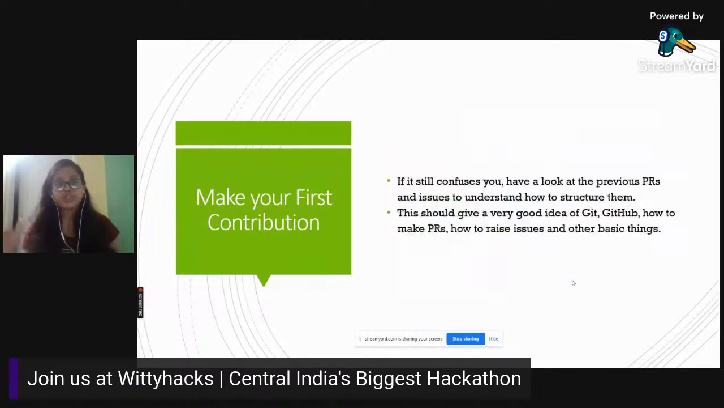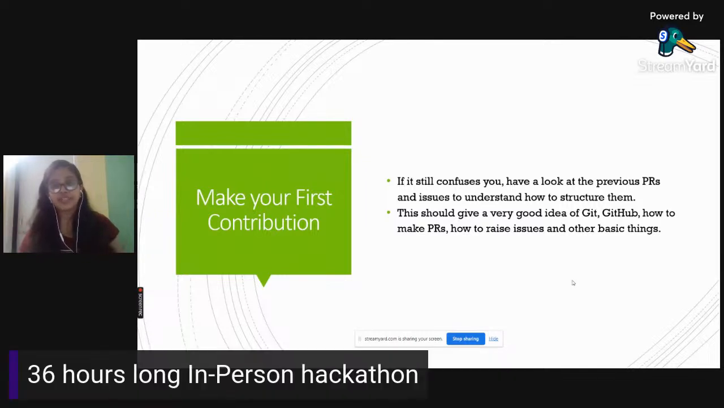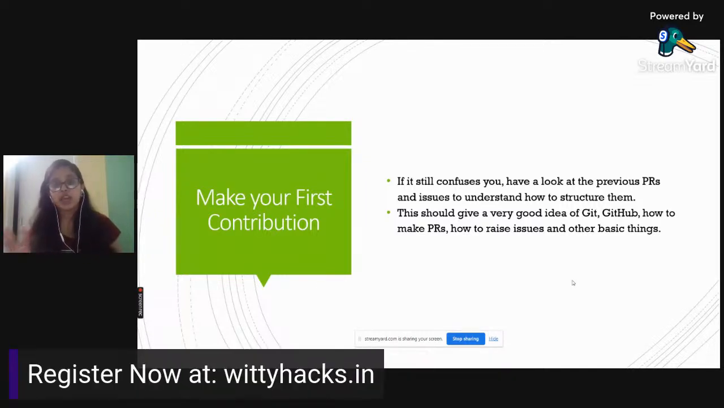Okay, so if it still confuses you, have a look at the previous PRs and issues. I highlight this a lot because very few people look at them before asking questions. Look at the previous PRs and issues. It will give you a very good understanding of how to structure them, where to make the changes, and in which file to make the changes. And yes, this should give a very good idea of GitHub, how to make PRs, how to raise issues, and the basic things.